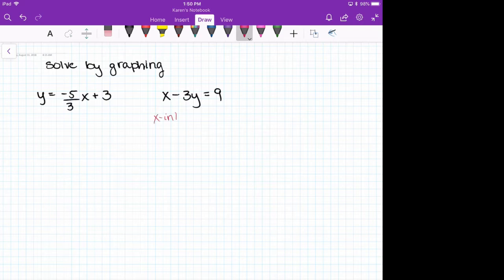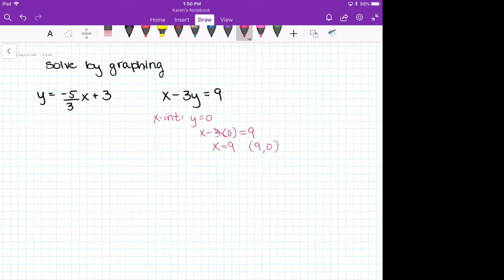Let's start by finding our x-intercept. This tells us that y is equal to 0. Y is always equal to 0 if you have an x-intercept. So let's plug that in and find x. So we let y be equal to 0. That is all 0. We get x equals 9. So that is the point 9, 0.